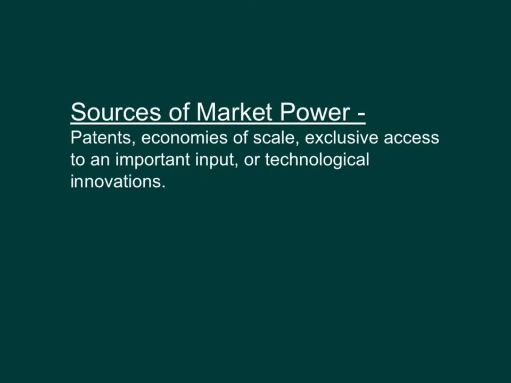Having exclusive access to an important input is also a great way to create a natural monopoly. Great examples of this are the oil and diamond industry, where most of the important input is found only in concentrated areas around the world. Technological innovations are a great source of market power as well. Big tech companies such as Apple have created such innovative products that have resulted in most of the market power transferring into their hands.